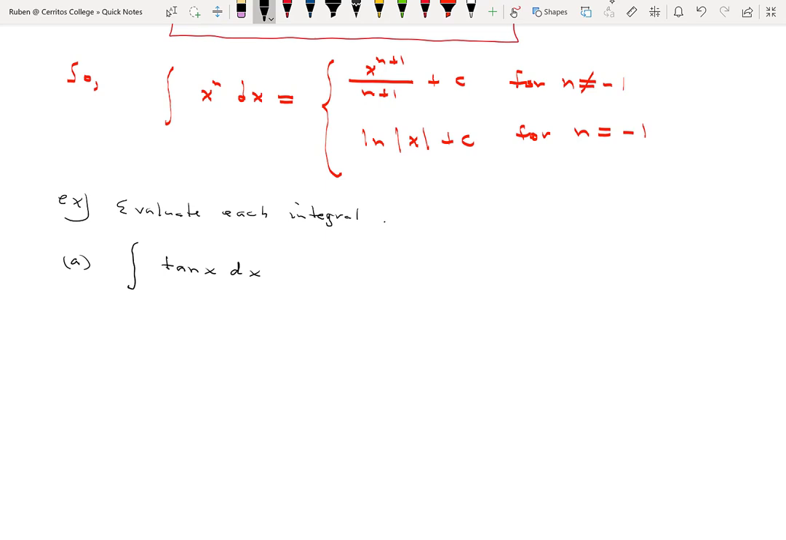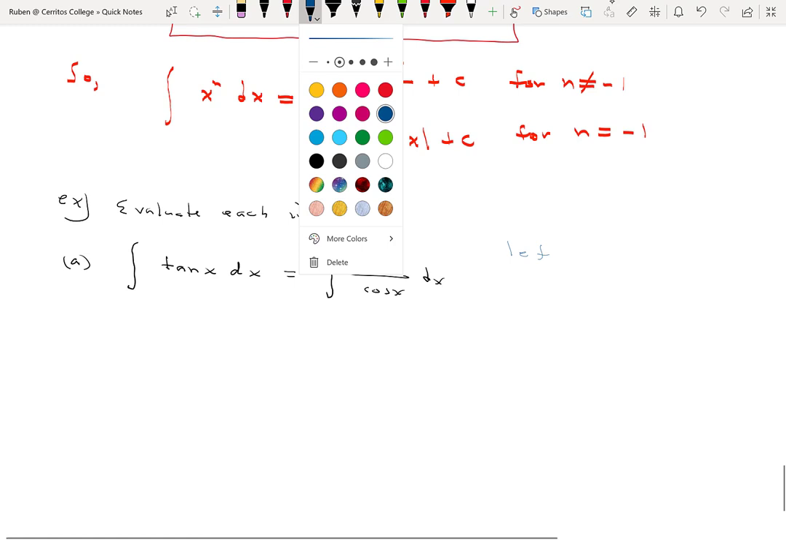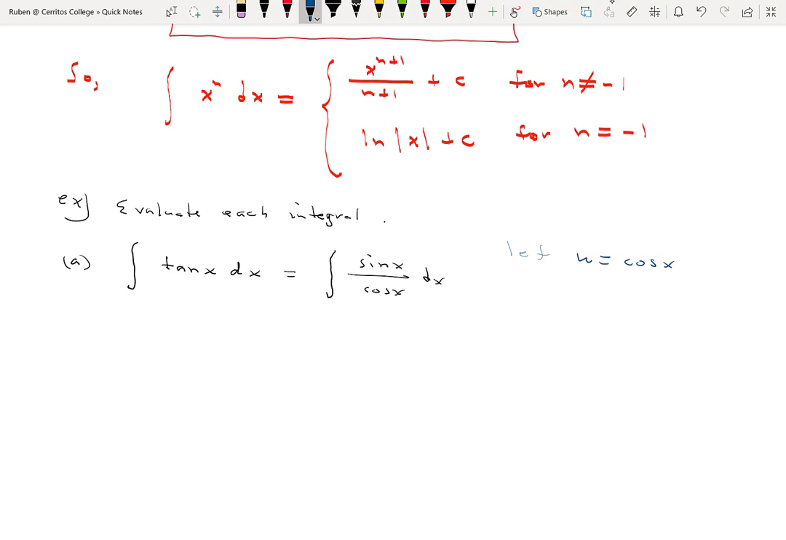The integral of tangent is the same thing as the integral of sine of x over cosine of x. That's from trig. You should know that. Now, I want to evaluate this integral by making a u substitution. So I'm going to let u equal cosine of x. Now, if u equals cosine, du, the derivative of cosine is negative sine. And this is good news for us, because this says that negative du is sine of x dx.